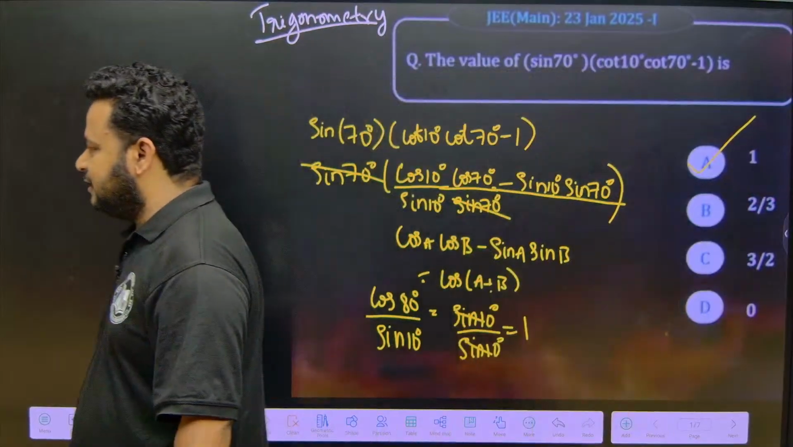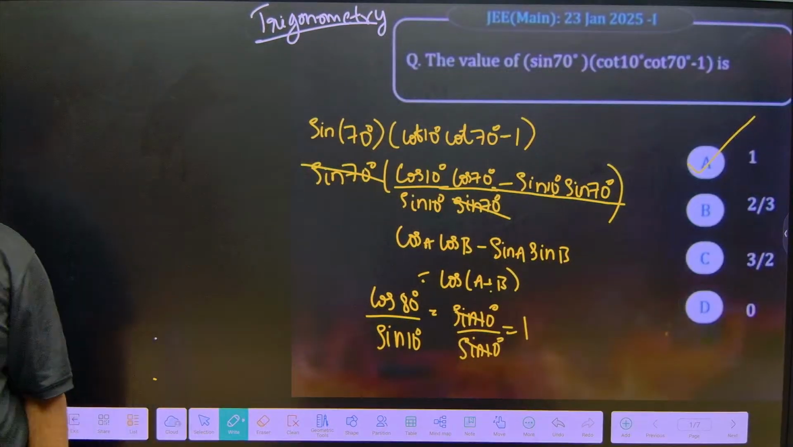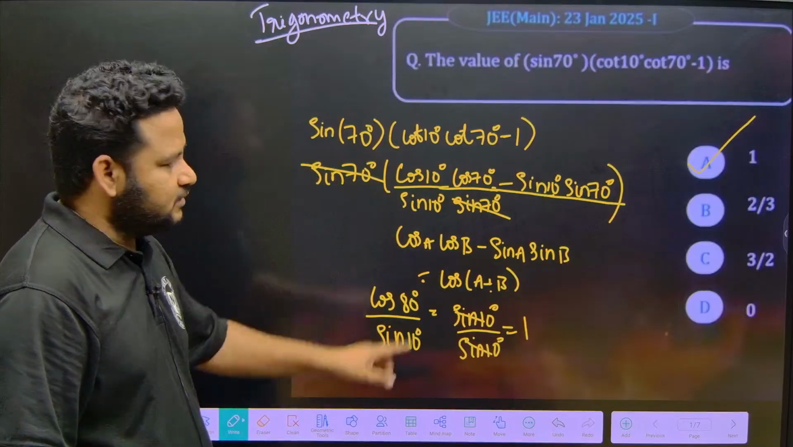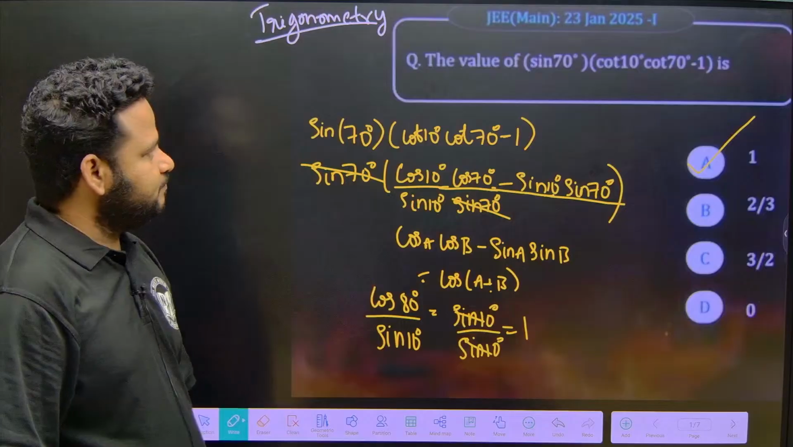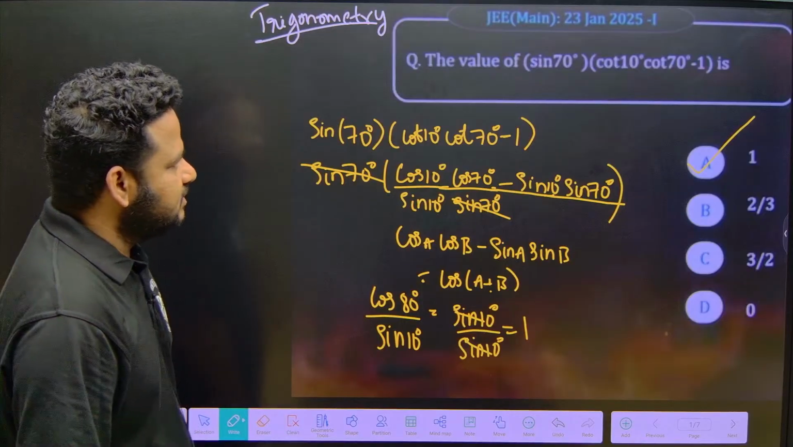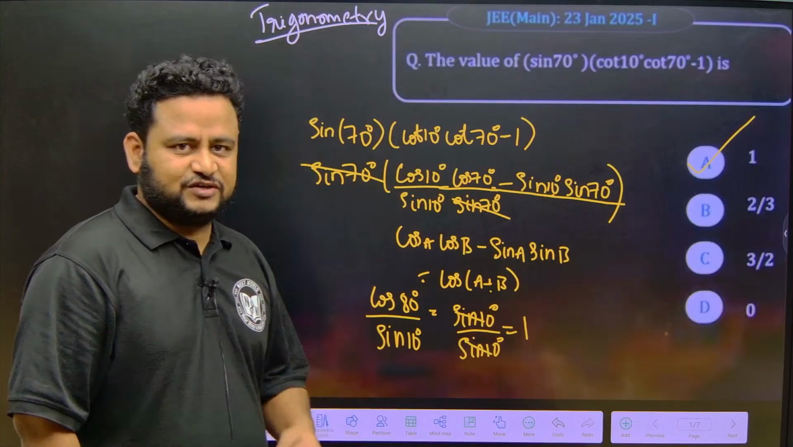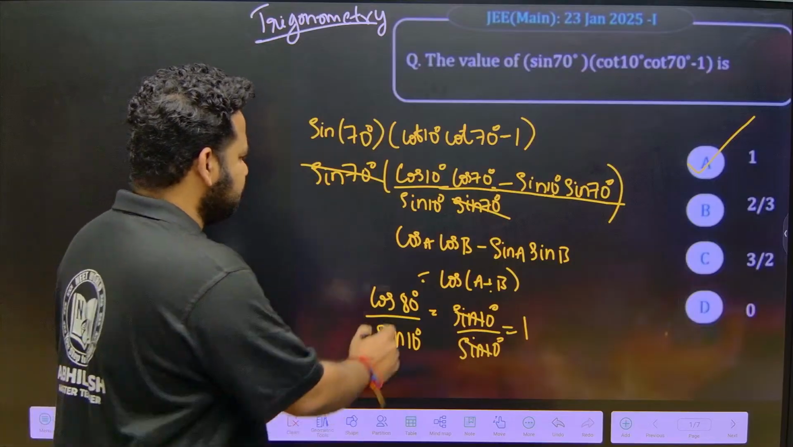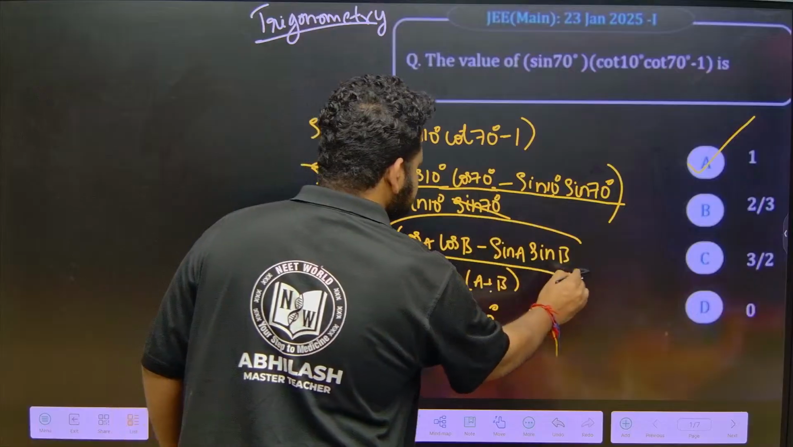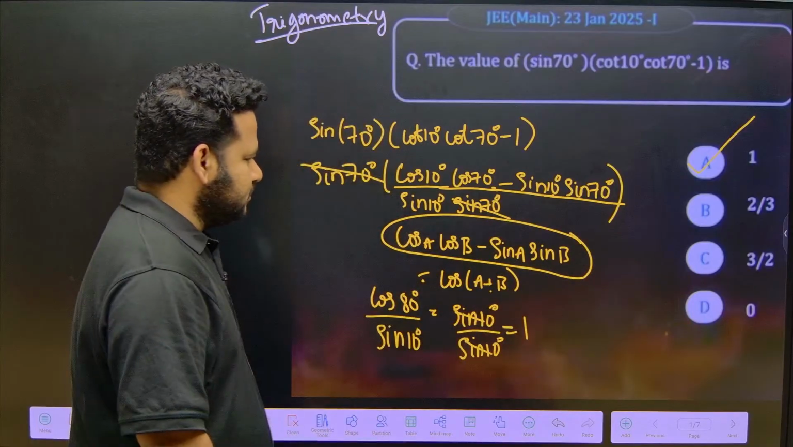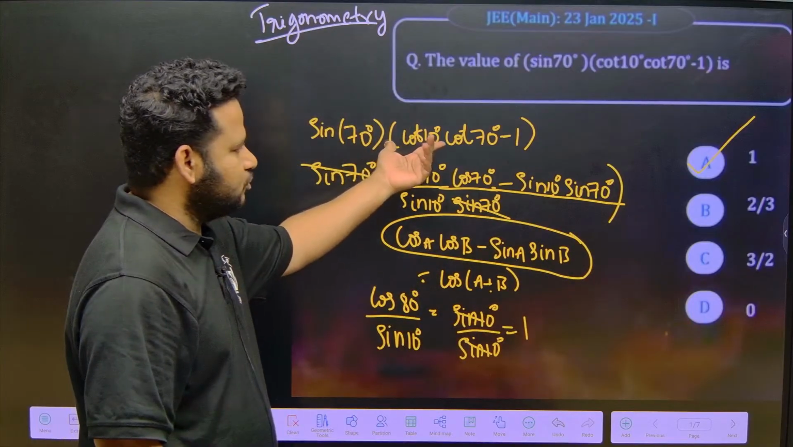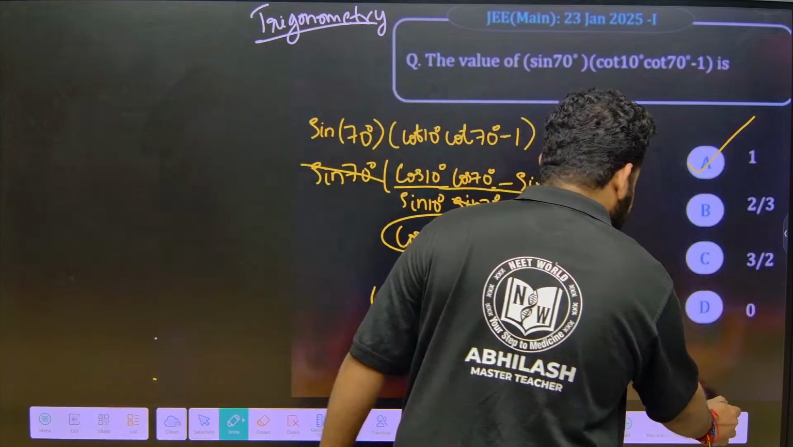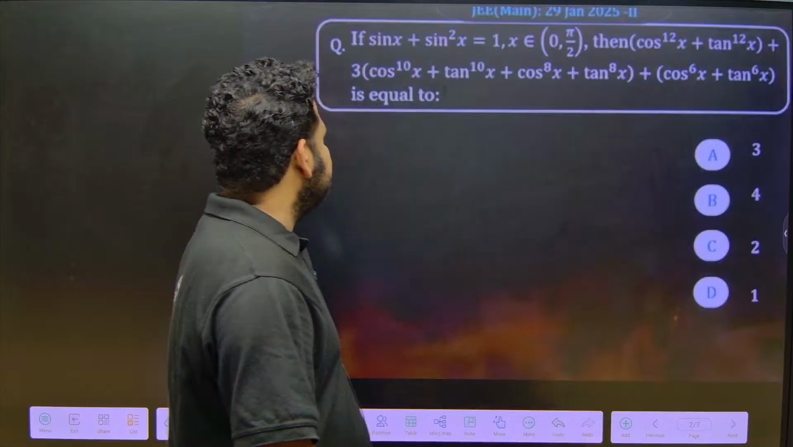Very easy and very simple question. Such questions you shouldn't leave. So the answer is option A, 1. This was asked in 23rd January 2025 first shift. Here the most important thing is that you have to know this formula, that's it, and the first thing is you have to convert cot in terms of sin and cos. Next question, let us proceed to the next question.